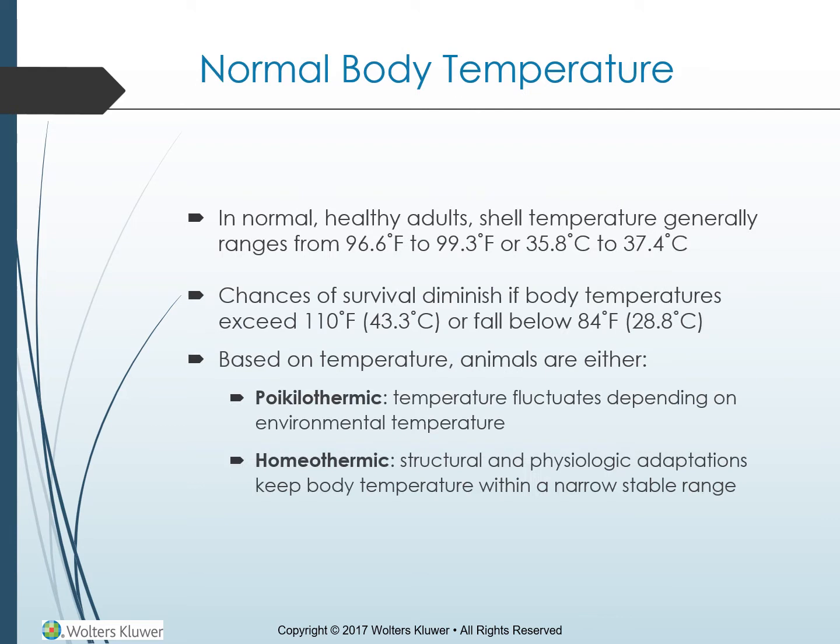In normal healthy adults, shell temperature generally ranges from 96.6 to 99.3 Fahrenheit or 35.8 to 37.4 centigrade. Chances of survival diminish if body temps exceed 110 Fahrenheit or fall below 84 degrees Fahrenheit. Based on temperature, animals are either poikilothermic, where temperature fluctuates depending on environmental temperatures, or homeothermic. Structural and physiologic adaptations keep body temperature within a narrow, stable range.